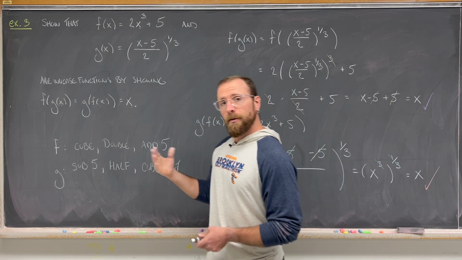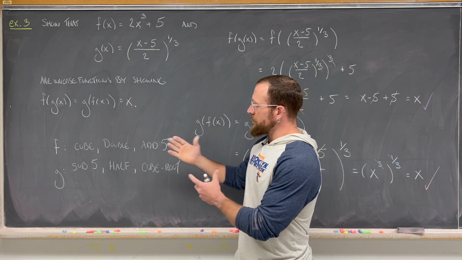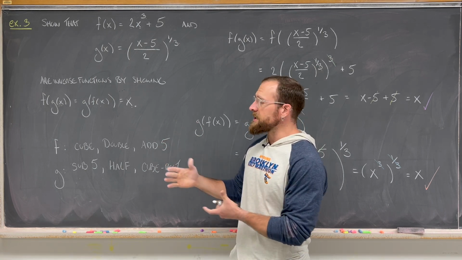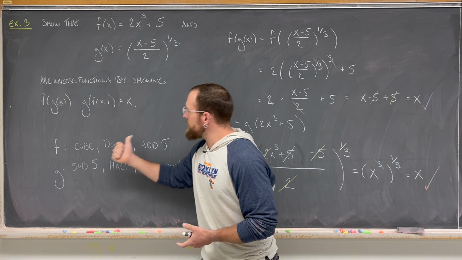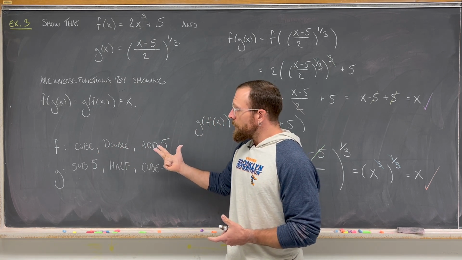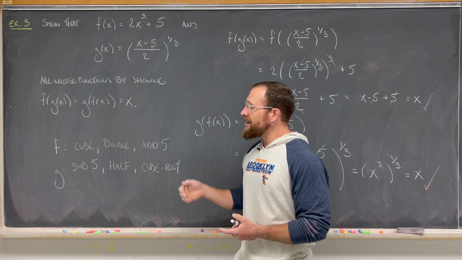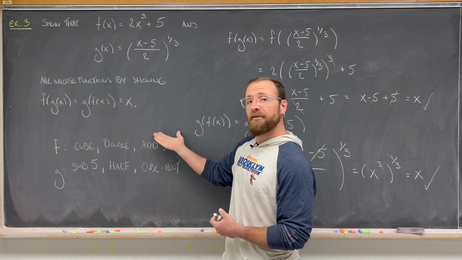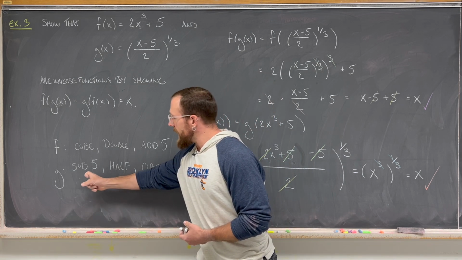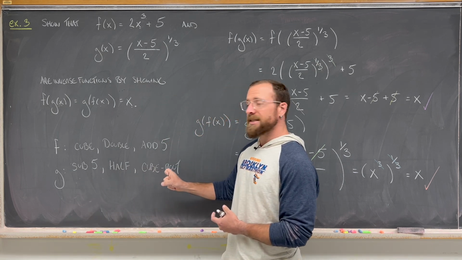If we look at this, we can see that these functions are doing the opposite operations in the opposite order. F cubes, doubles, and adds 5, while g subtracts 5, cuts in half, and then takes the cube root. G undoes f, and similarly, f undoes g. G subtracts 5, cuts it in half, and takes the cube root.